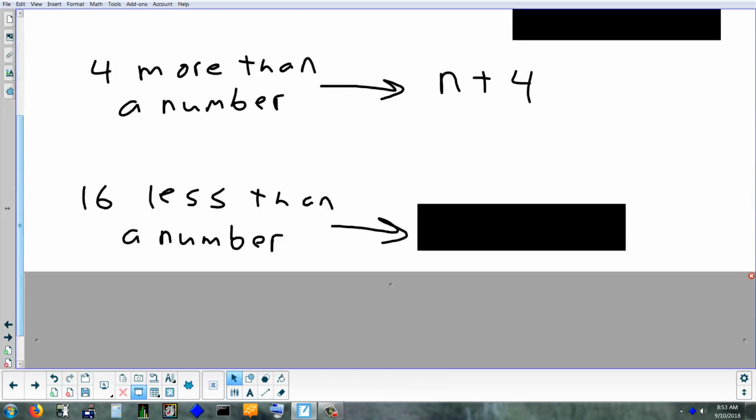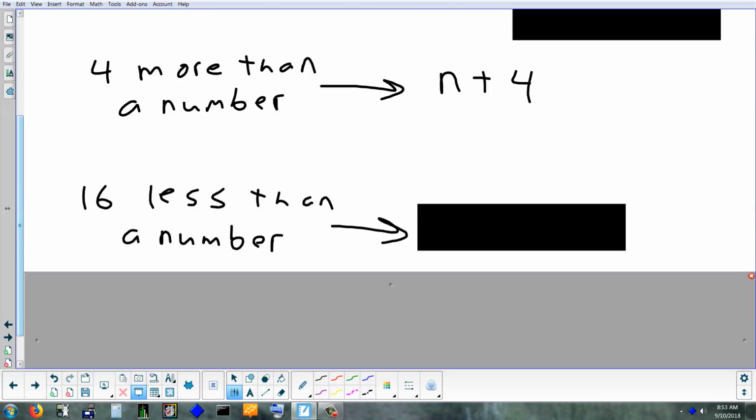How about 16 less than a number? 16 less than a number. Yep, Ellie? X minus 16. Exactly. See, it's a tricky one. I thought it might trip some people up. But 16 less than a number.